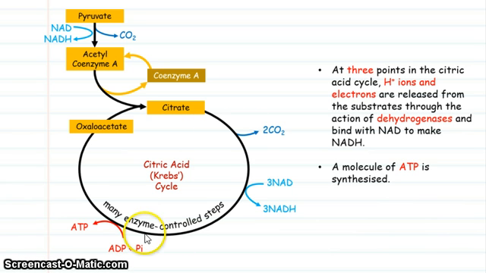Now, at 3 points in the citric acid cycle, 3 NADH molecules are produced, as once again dehydrogenase enzymes release hydrogen ions and electrons from the metabolic substrates in those many enzyme-controlled steps of the citric acid cycle. 2 molecules of carbon dioxide are produced, and a molecule of ATP is also produced.